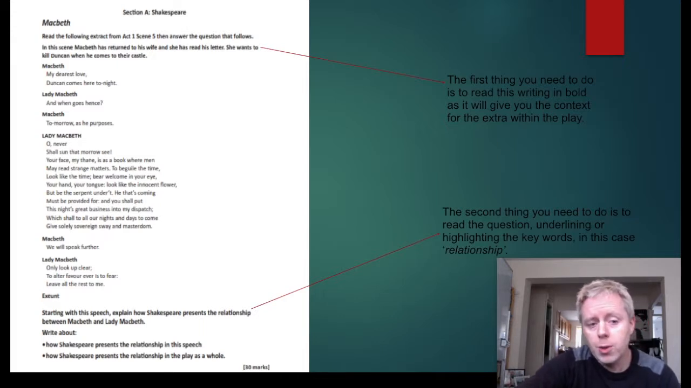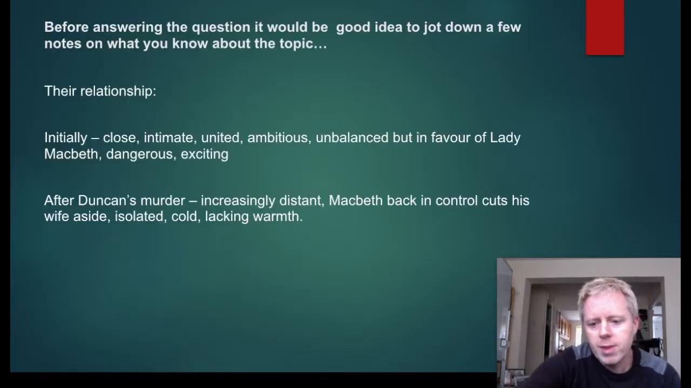Now you read the extract with that question in mind and you highlight or underline anything that's relevant, pertinent to that specific question. Before you start answering the question, maybe jot down some ideas that you've got about the topic involved. So in this case, their relationship.